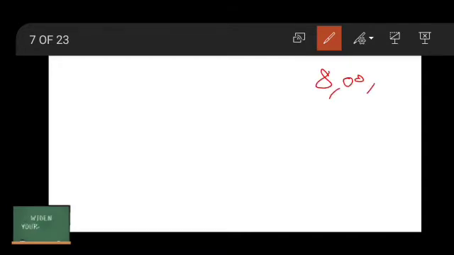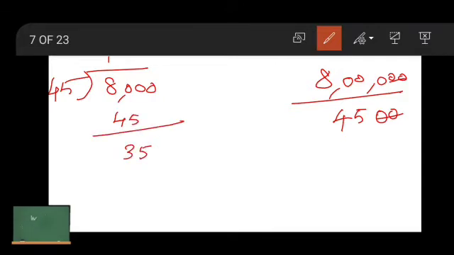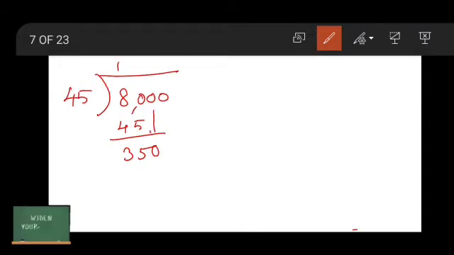So 8 lakh divided by 4500. Cancel the zeros so that it will be easy for us to calculate. 8000 divided by 45. So 45 into 1 is 45. The balance is 35. So bringing this 0 down, 45 into 7 is 315.